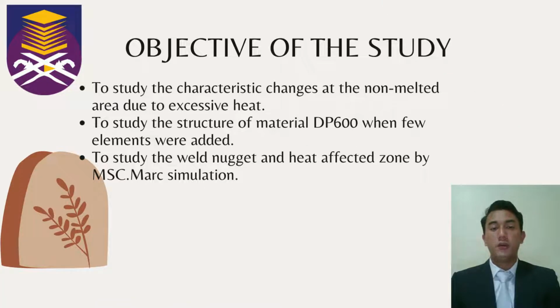The objective of the study is to study the characteristic changes at the non-melted area due to excessive heat. The second one is to study the structure of material DP600 when a few elements were added. The third one is to study the weld nugget and heat affected zone by MSc simulation.